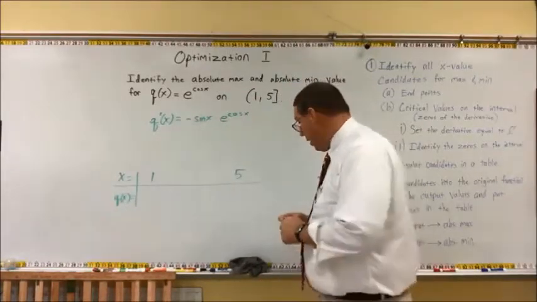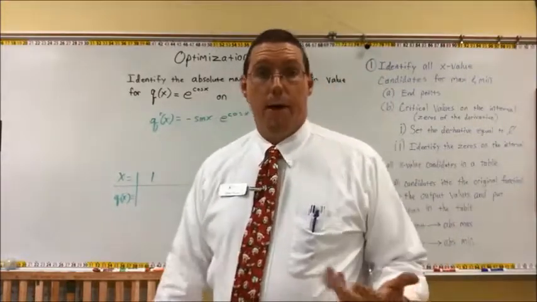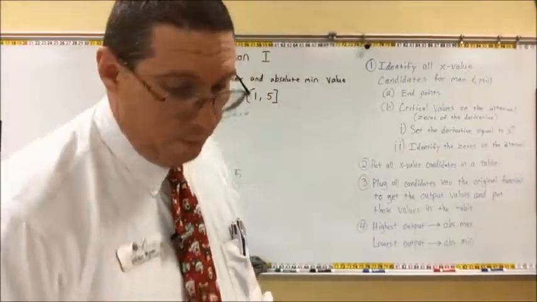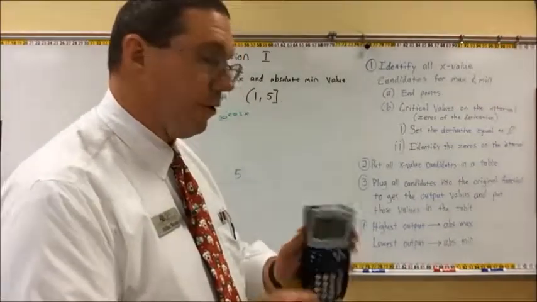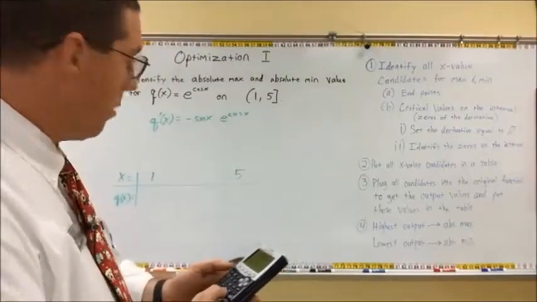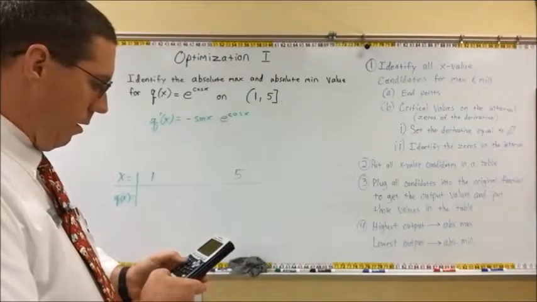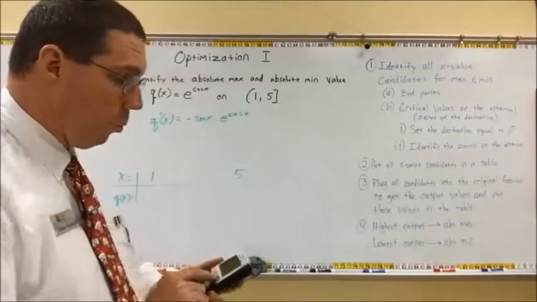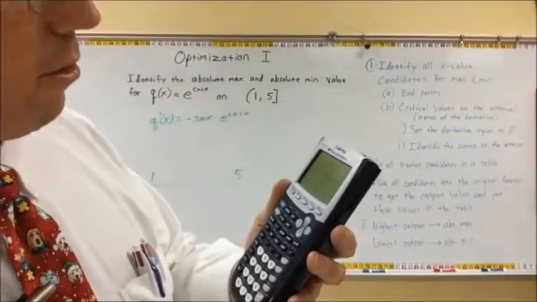Now, even though I could do this with trigonometry, I could do this with the unit circle, I'm going to go ahead and use a graphing calculator. So I'm going to grab a graphing calculator here. I'm going to go to y equals, clear out my function, and I'm going to key in negative sine of x times e to the power of cosine of x. And then I'm only going from 1 to 5, so I'm going to hit zoom 6. I'm going to get my regular graph. Let's see what it looks like.